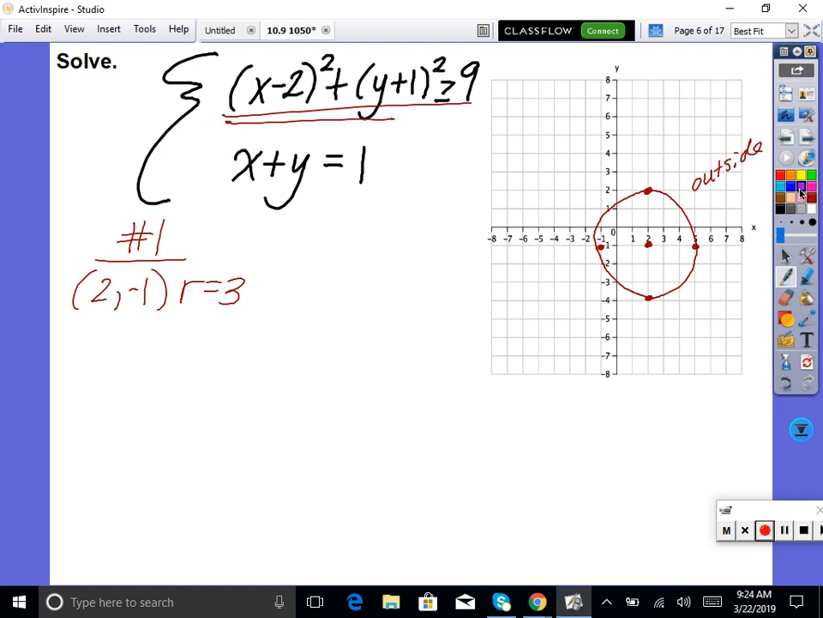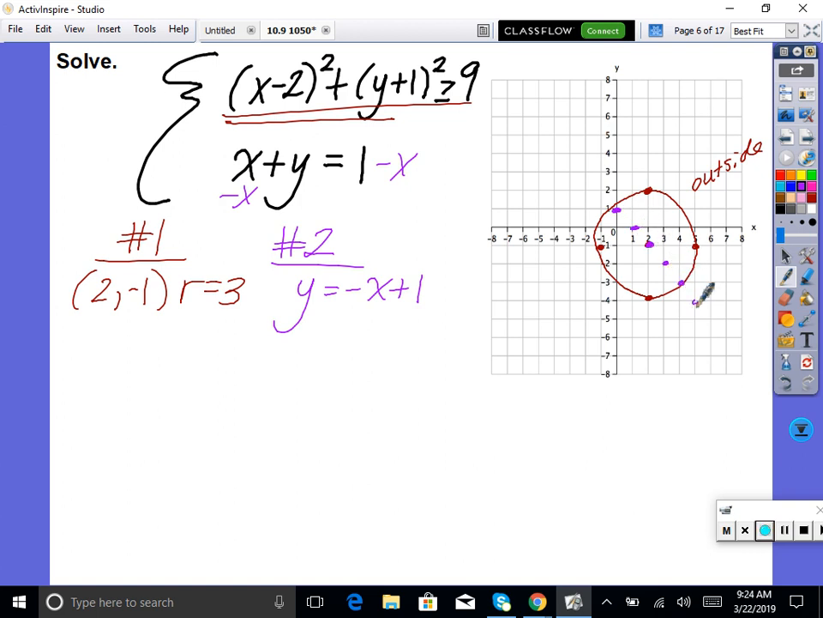Okay, moving on to number 2. It's a line. We would want to get it into y equals mx plus b form. Subtract x. Rewrite it in the correct order. Negative x plus 1. You have to know how to graph a line. Y-intercept of 1. Slope is negative 1. So down 1 over 1.